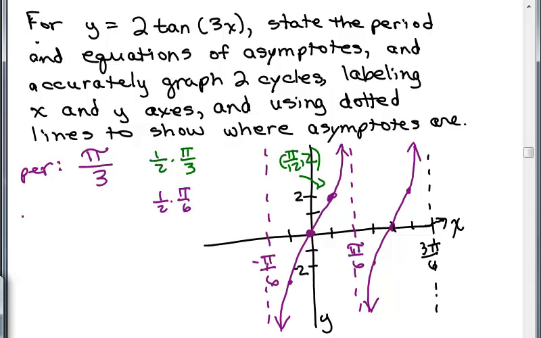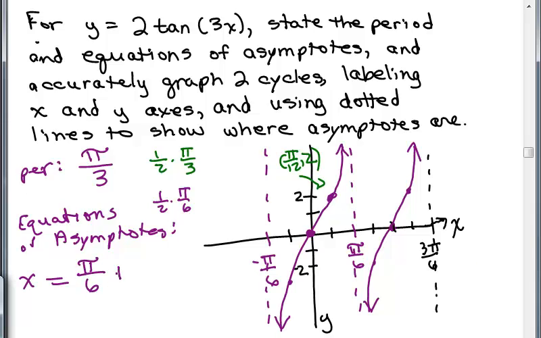So the equations of the asymptotes. They're vertical lines, so it's x equals, and you just take one of the asymptotes. It doesn't matter which one, so I'm going to choose this pi over 6 plus, now, to get the next asymptote, it's a full period to get to the next asymptote. And what's the period up here? Pi over 3. So it's pi over 3 times k, or you could just write that pi k over 3. It's up to you, where k is an integer.